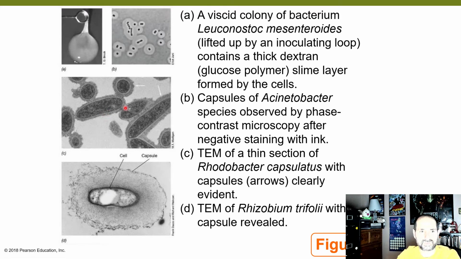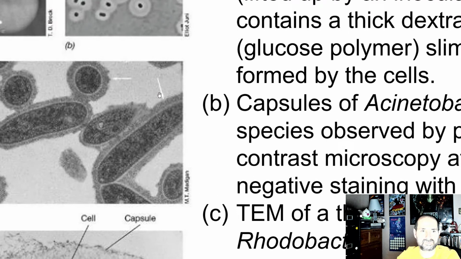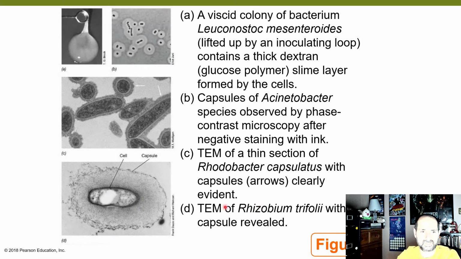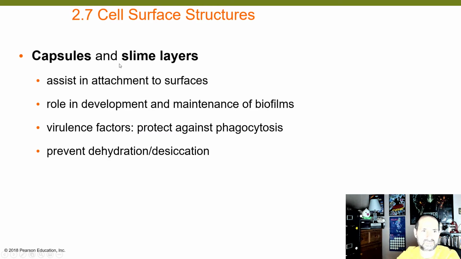Here you see a transmission electron micrograph, so TEM, of a thin section of this bacterium, Rhodobacter capsulatus. It's actually named after its ability to have a capsule, which is neat. And you can see the capsules here with the little arrows. I know the little arrows are hard to see, but the arrows are pointing at the capsule of this bacterium. And here you can see another capsule for another bacterium as well. So these capsules can be thick, they can be thinner, but again, capsules are tightly associated with the cell, whereas slime layers are loosely associated with the cells.